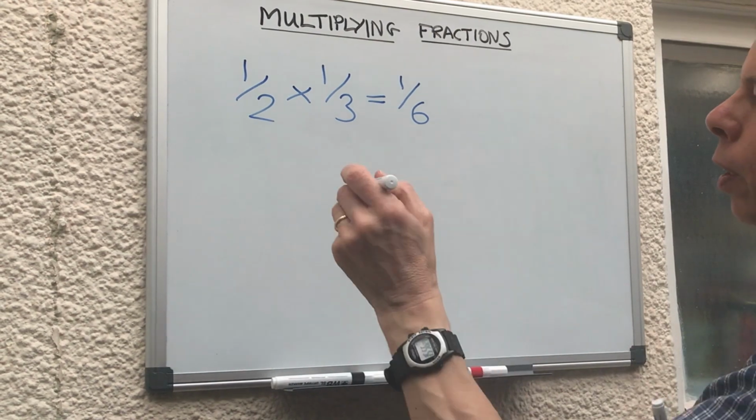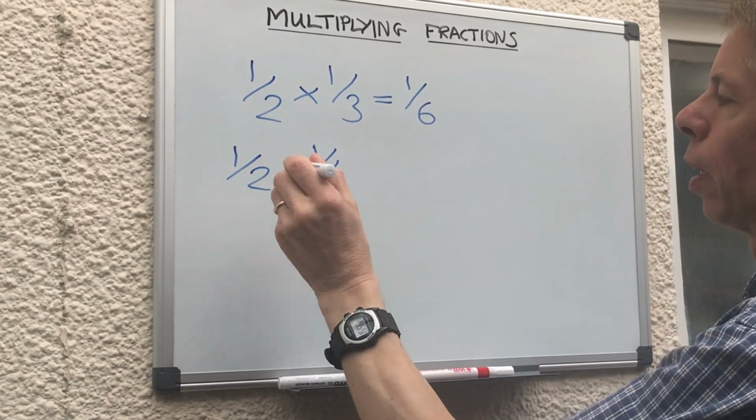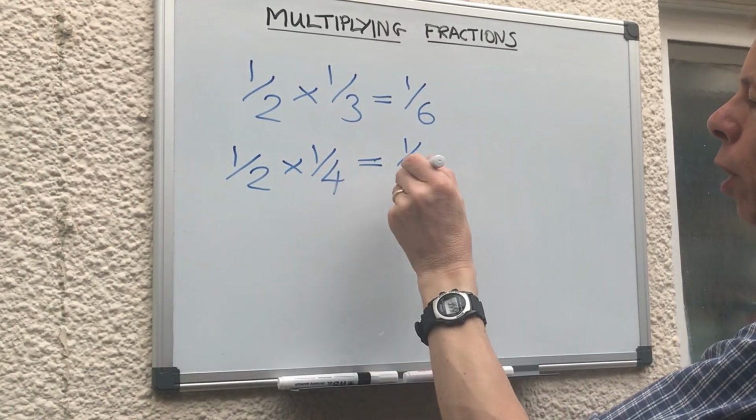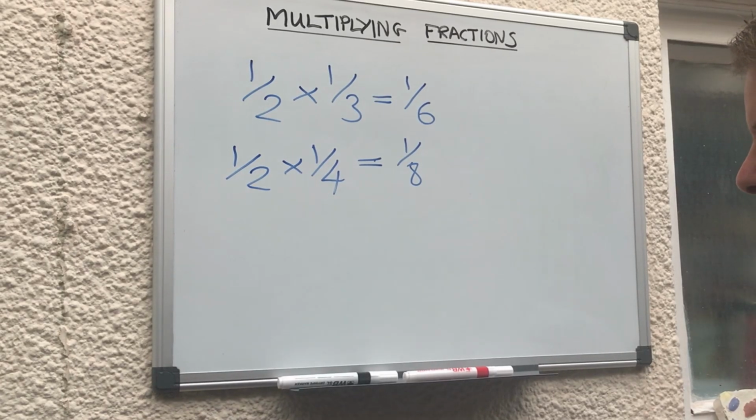So let's do another one. Nice and easy again. 1/2 times 1/4. 1 times 1 is 1. 2 times 4 is 8. Nice and easy. Right, next one.